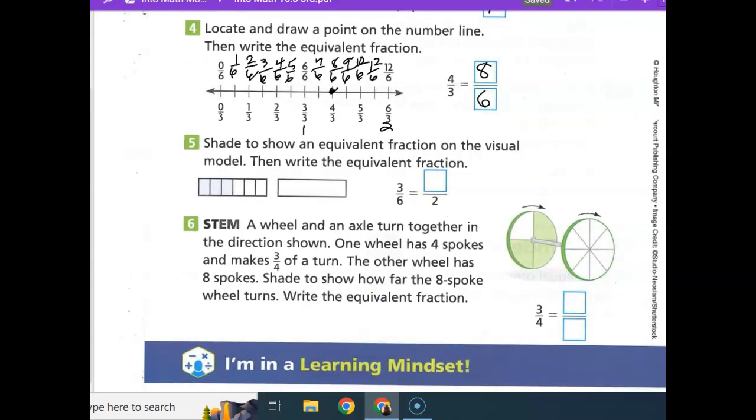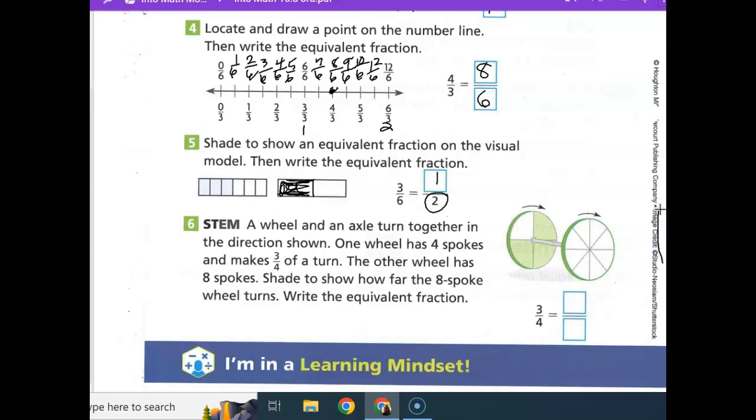Shade to show an equivalent fraction on the visual model. Then write an equivalent fraction. So they divided this into 6 and they shaded 3. And they're telling us to divide our other half in half. And we're going to shade the equal side of that. So that is 1/2.